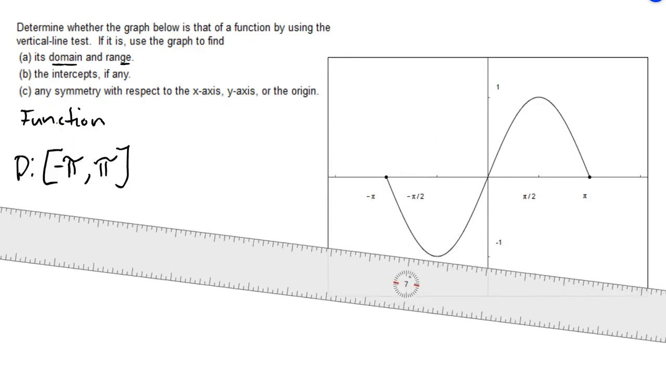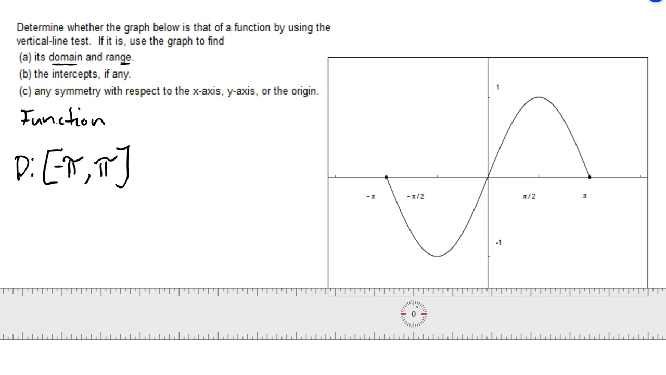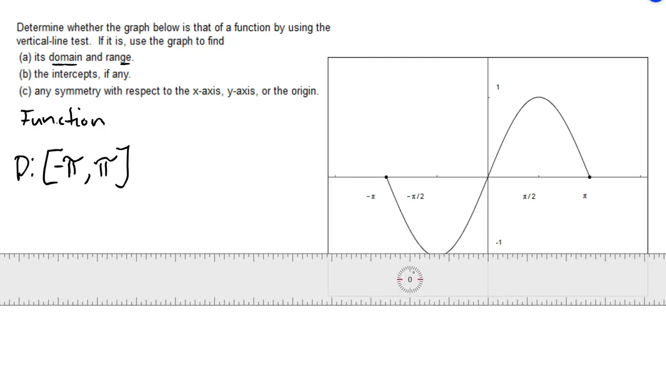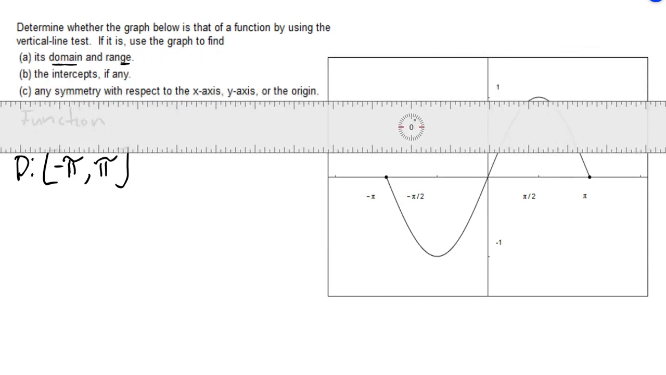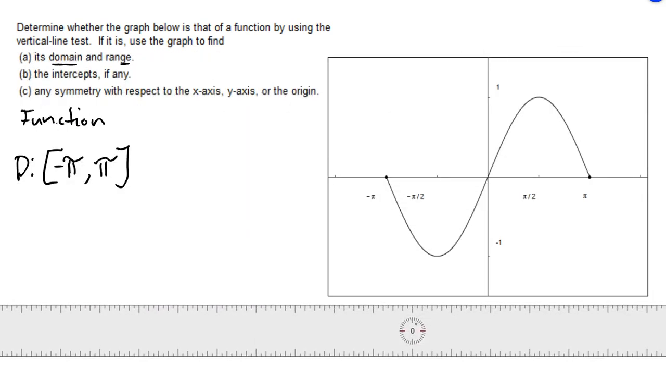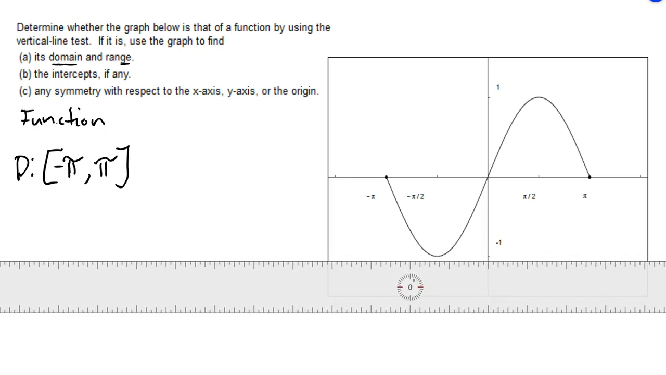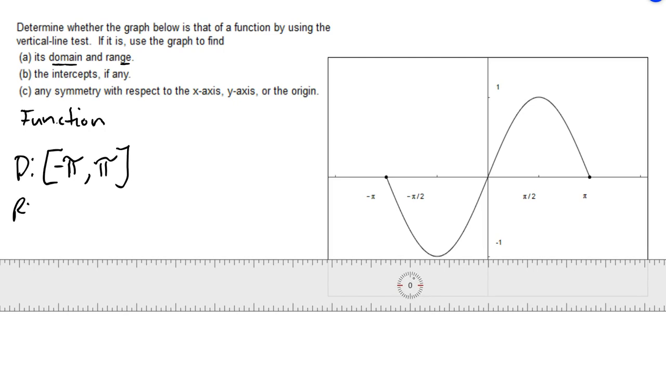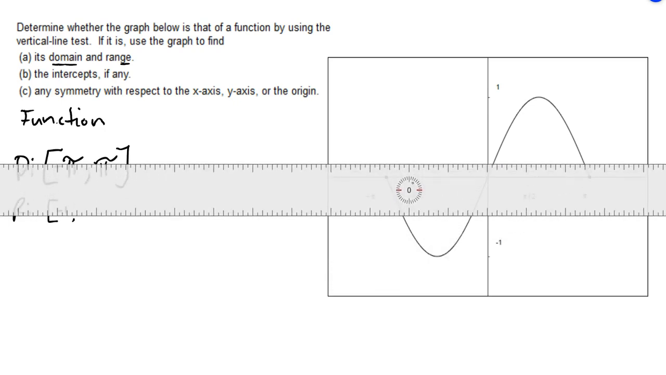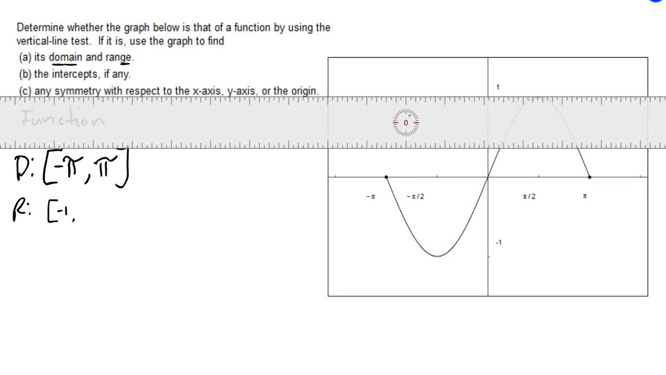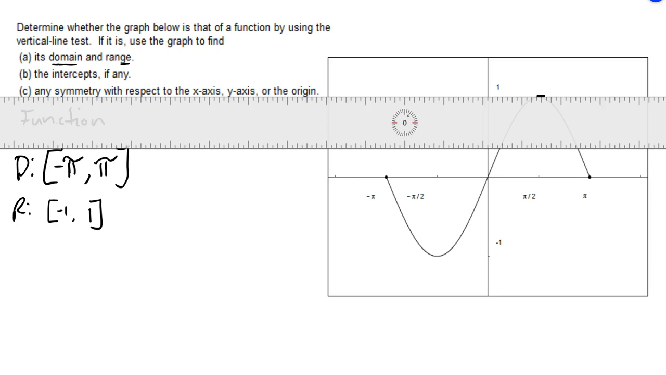Then we're going to hold our ruler horizontally to find the range. If I hold it horizontally and go from bottom to top, I'm running along the y-axis, and the range are the y values. As I go from bottom to top, the first time my ruler hits the graph would be right here, and that's marked at -1. So my range will start at -1. I'm putting a bracket because that point is on the graph. And then the last time that my ruler hits would be here at +1. So my range is from -1 to 1.